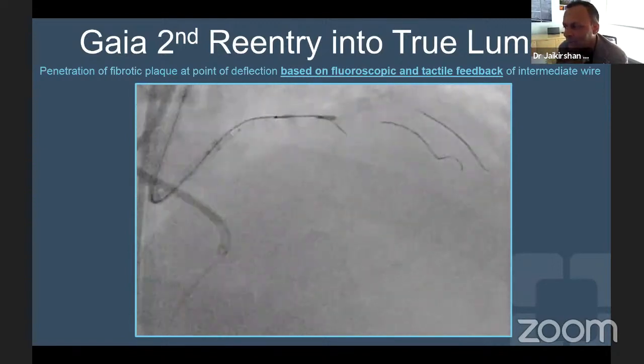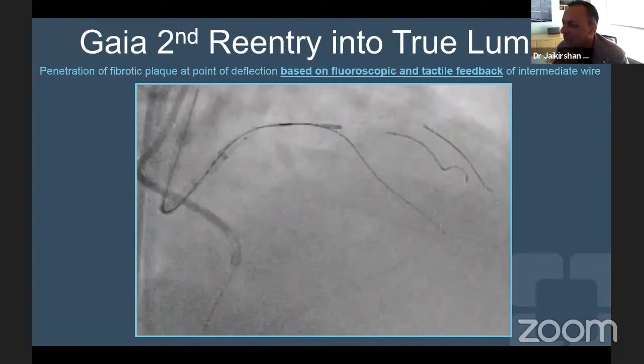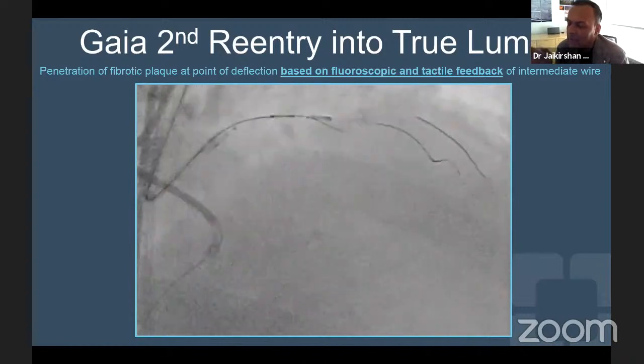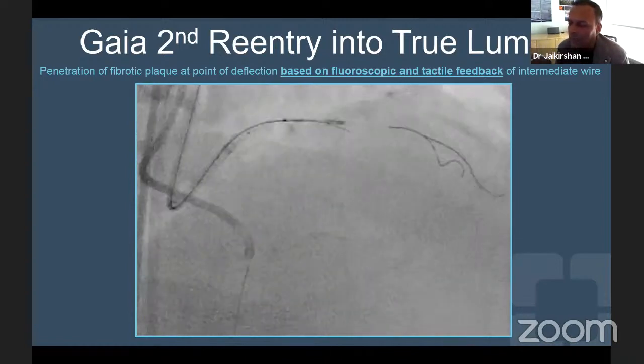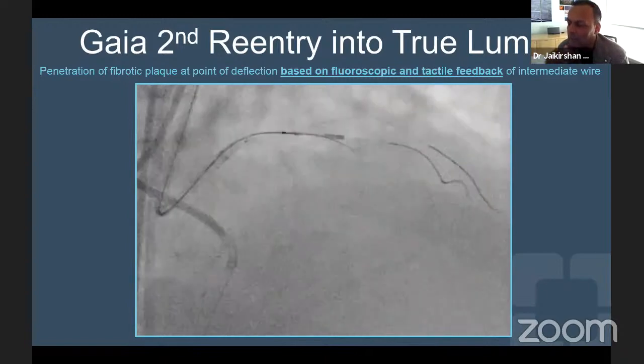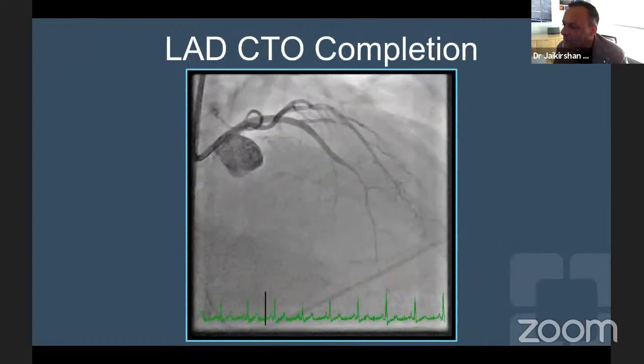And that's what happens in this case. You'll see here the wire frees up and it just sails down the LAD. And this is something that cannot be done with a polymer jacketed wire. The polymer jacketed wire will continue to follow the path of the first polymer jacketed wire. So this is where you have to change. And this is the completion angiogram of this case.